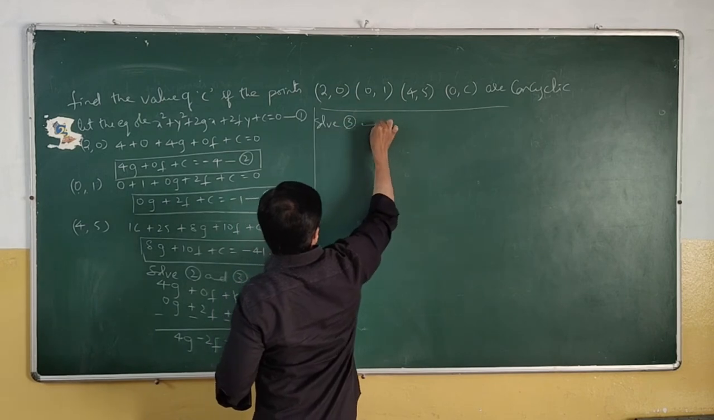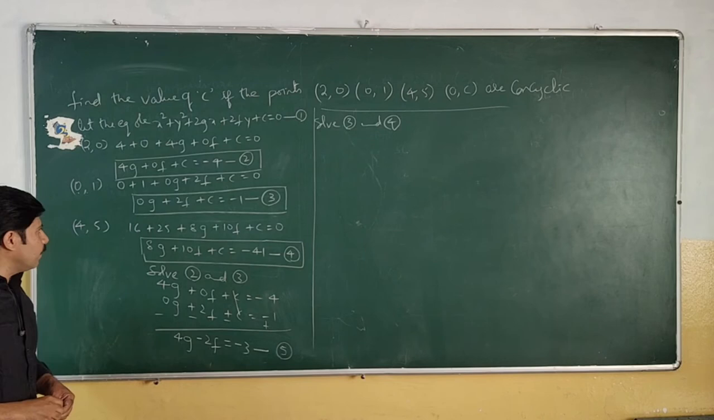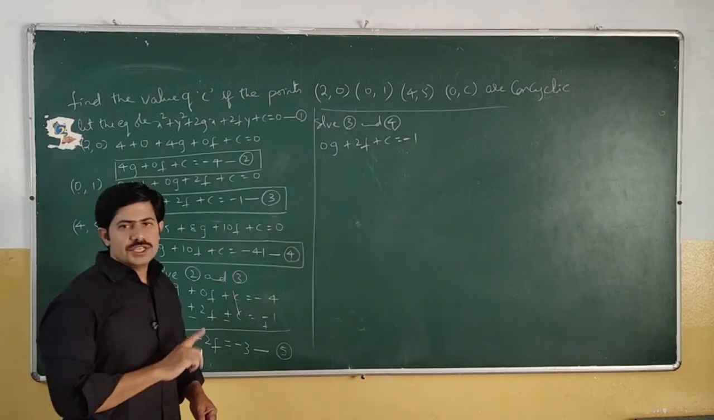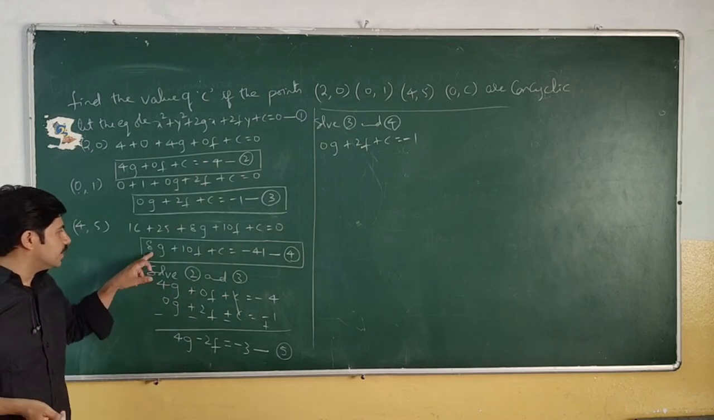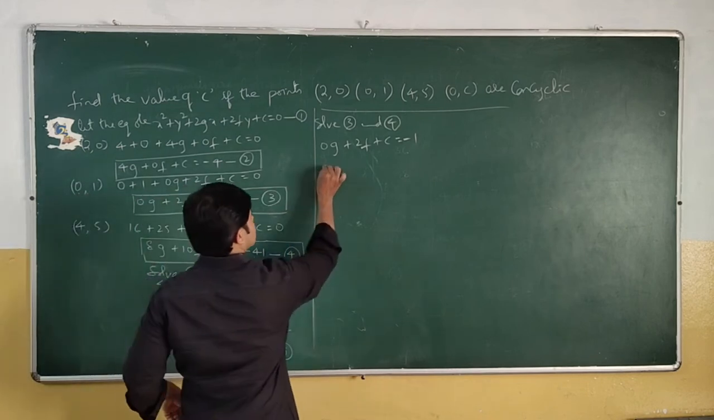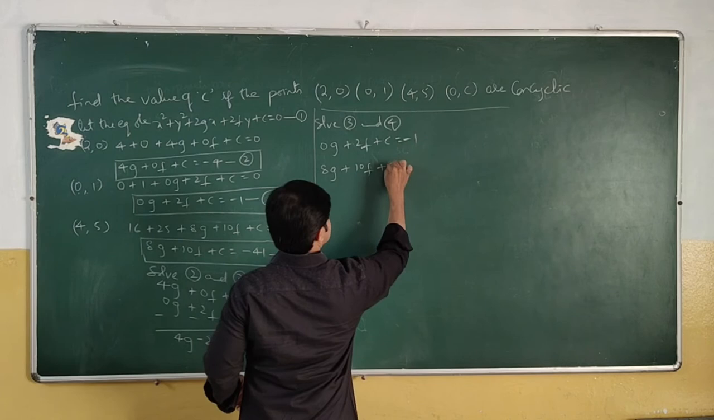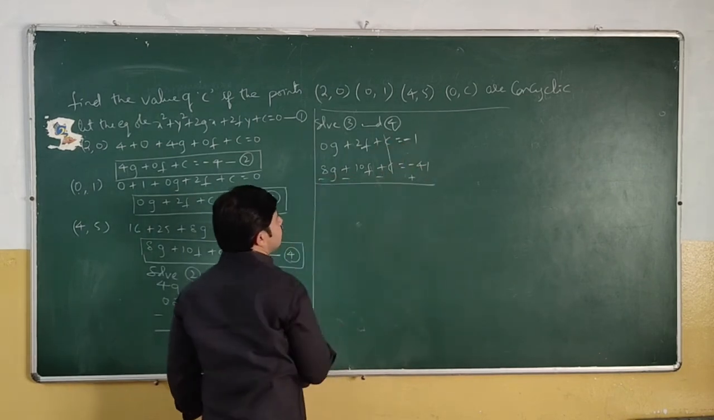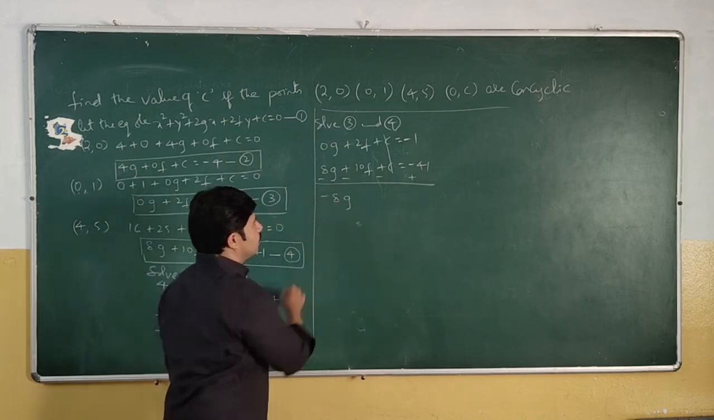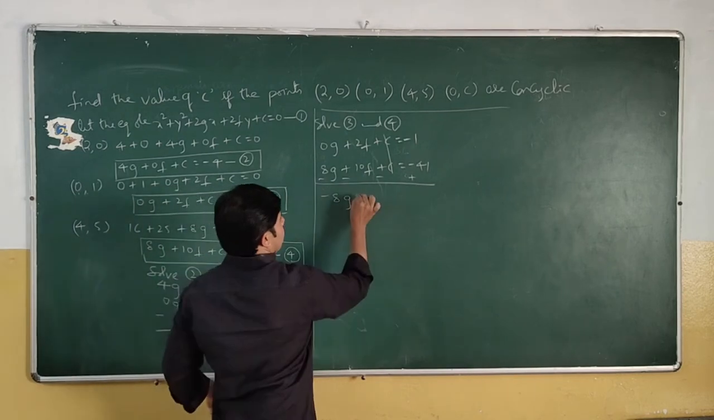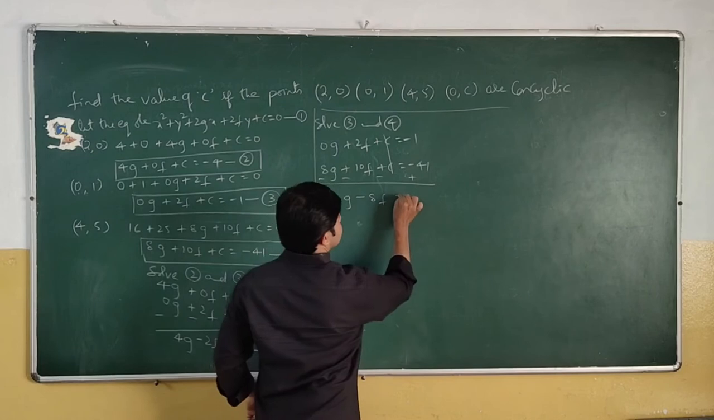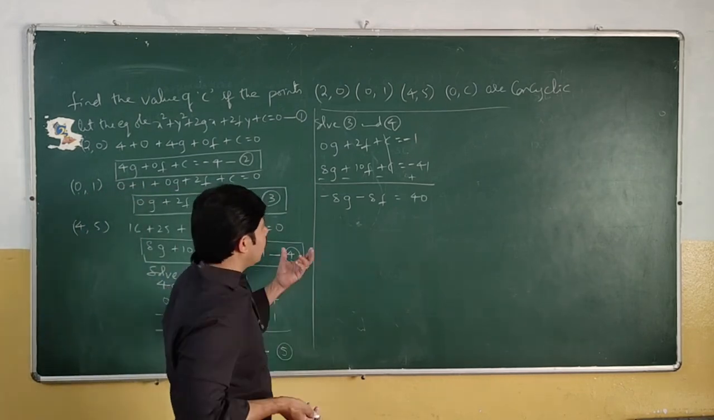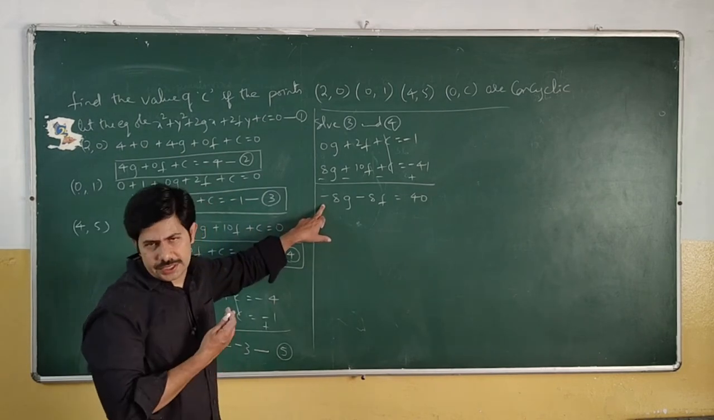Equations 2 and 3 are solved. Now we have to solve 3 and 4. What is equation 3? 0g plus 2f plus c is equal to minus 1. Equation 4 is 8g plus 10f plus c is equal to minus 41. Now we solve. Cancel those C terms. 0 minus 8 is minus 8. Then minus 8f plus 2 minus 2 minus 8 is equal to minus 1 plus 40. So we can take 8 common on both sides, or you can take minus 8 common. You can do it any way.